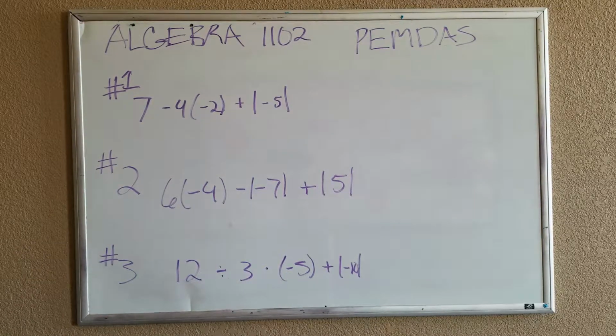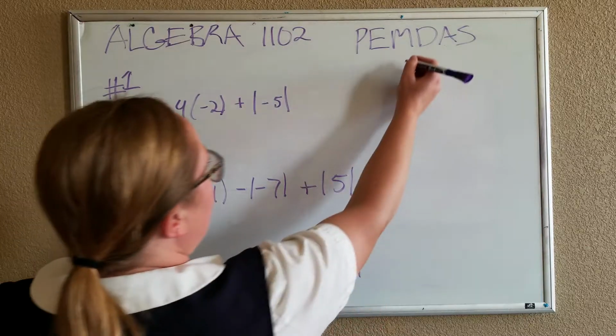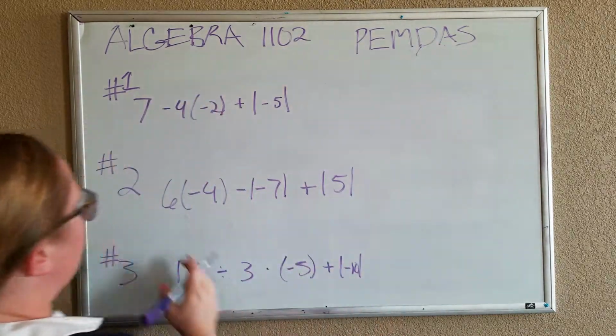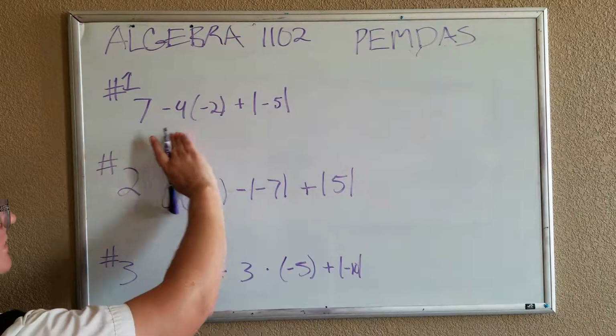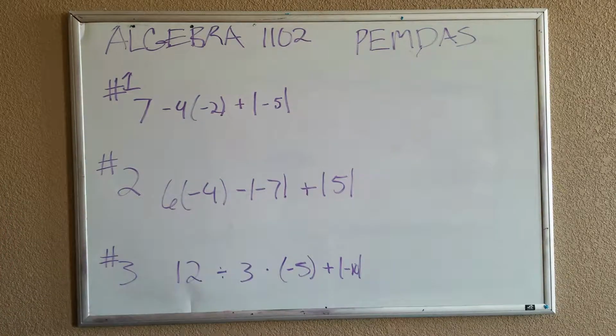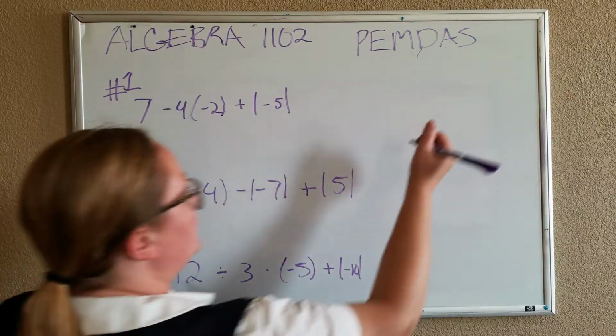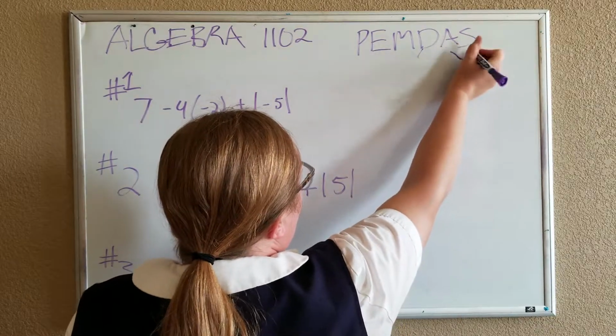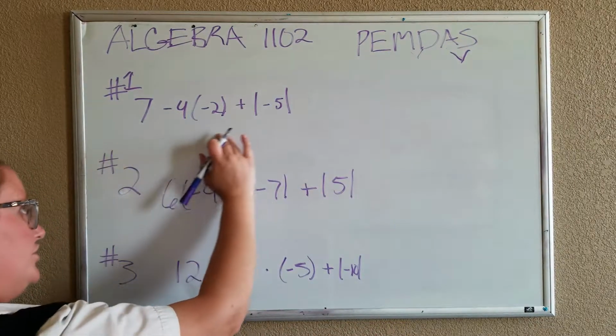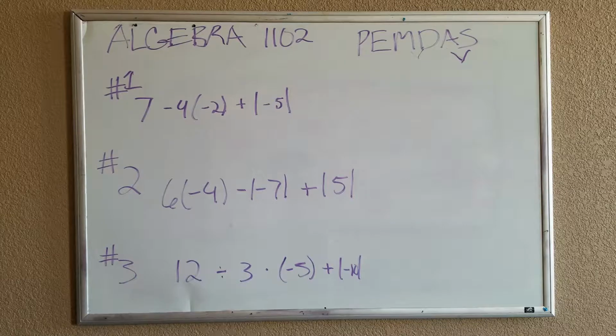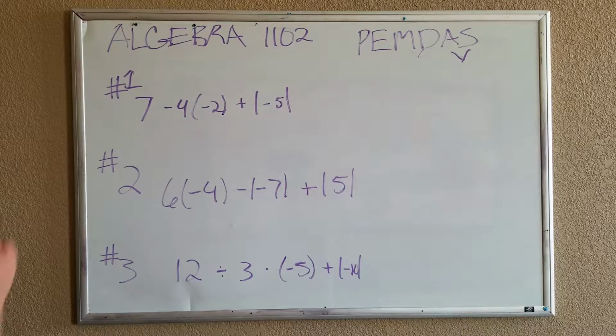Then the multiplication and division actually go together. They go together and you start at one side and you do any multiplication and division as you come to it. The same thing with the addition and subtraction. After that, you start at one side and then do any addition and subtraction as you come to it, all right? So we'll start with this problem right here.